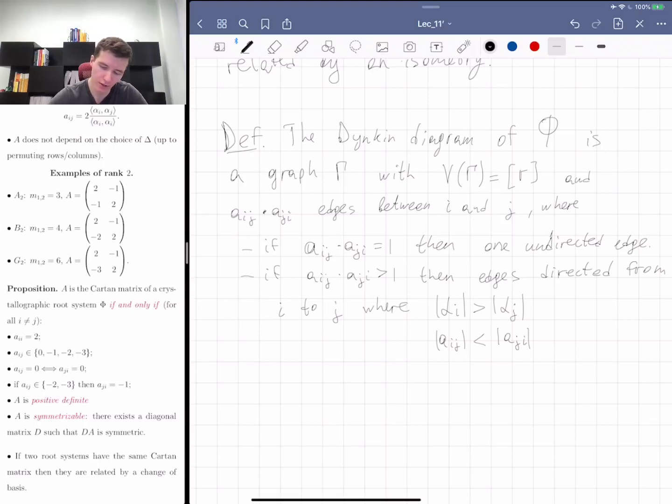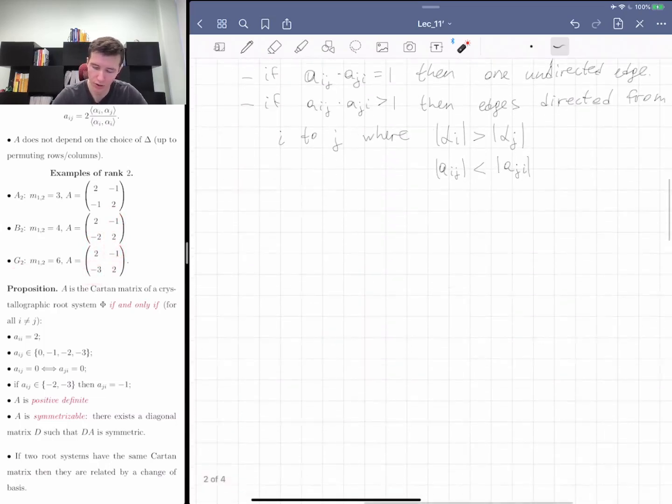And so that's the condition, right? So you have a graph. Usually it has just a single undirected edge between pairs of vertices, but sometimes if your pair of roots forms... so any pair of roots forms a root system of rank 2. And so it's going to be either one of A2, B2, or G2. So if it's A2, then it's a single edge. If it's B2, then it's a double edge directed from like this guy to this guy. And if it's G2, then it's a triple edge directed from this guy to this guy.